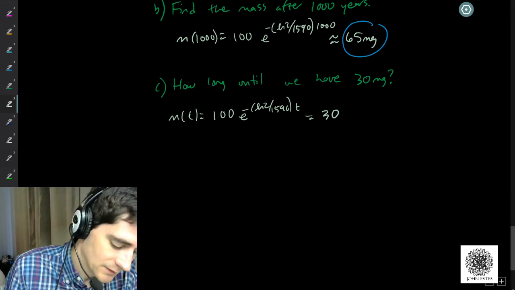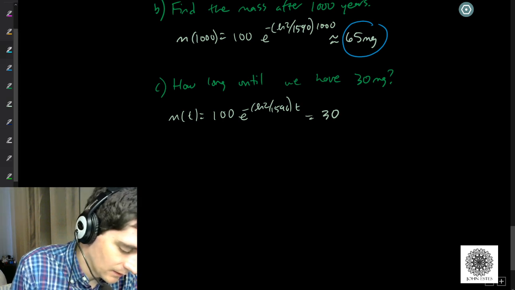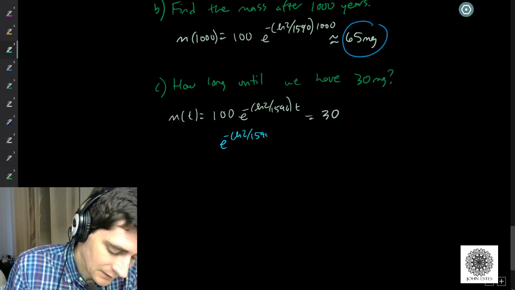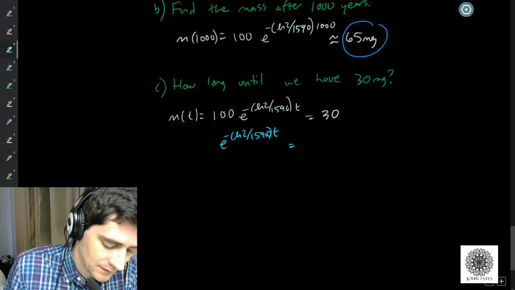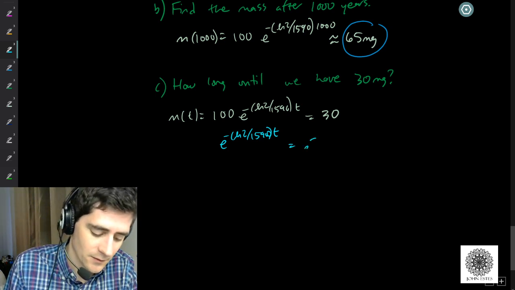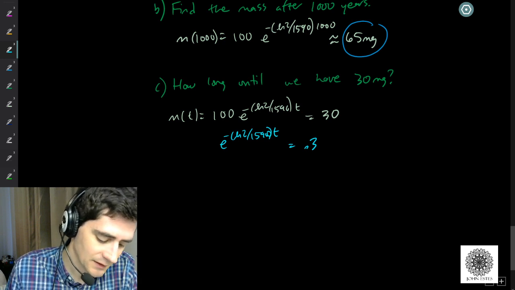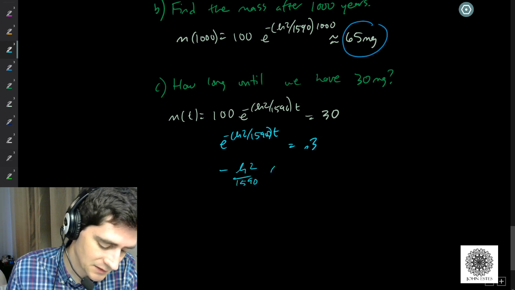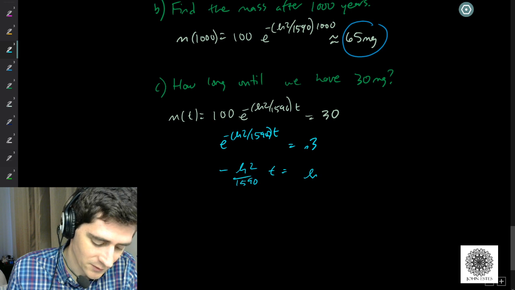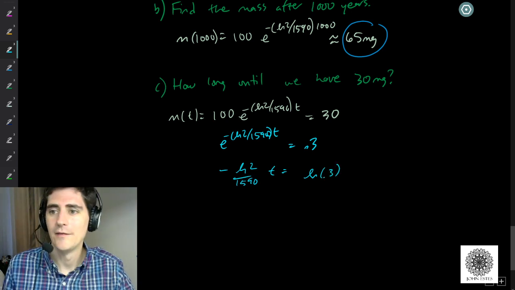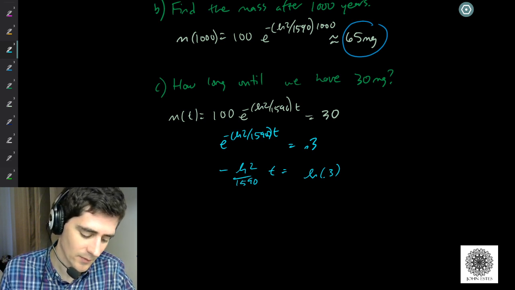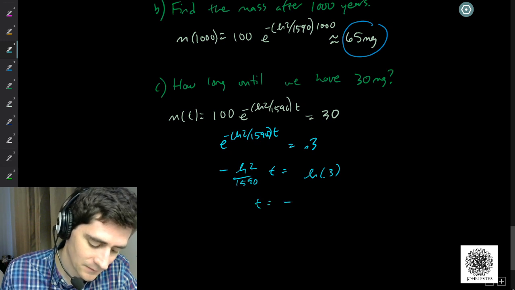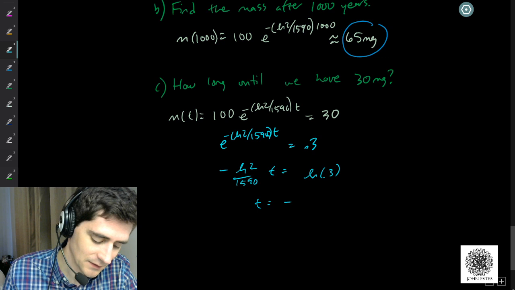Not too bad though. We get e to the negative ln 2 over 1590 t equals 30 over 100, which is 0.3. Now I want to take the ln on both sides. I end up with negative ln 2 over 1590 t equals ln 0.3. Then I just multiply by negative 1590 over ln 2. And so I get t equals negative ln, well, let's do the 1590 first.